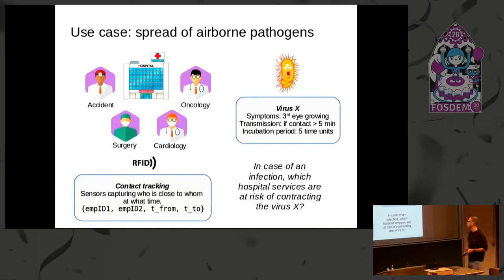time. And another fact is that we have a virus in our hospital. It's called virus X here. The symptom is that a third eye is growing on the head. So you see when someone is infected by that virus. And another property is that transmission of that virus to another person only happens if their contact is over 5 minutes. So it's quite a simple constraint in our case. And the incubation period is 5 time units in our case.